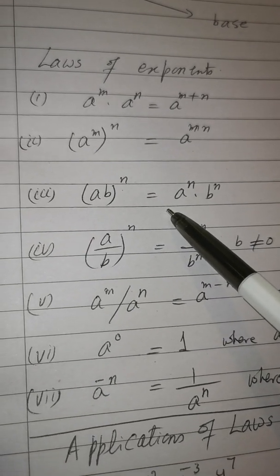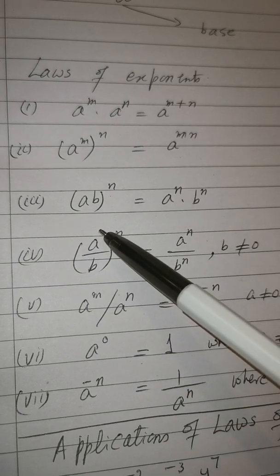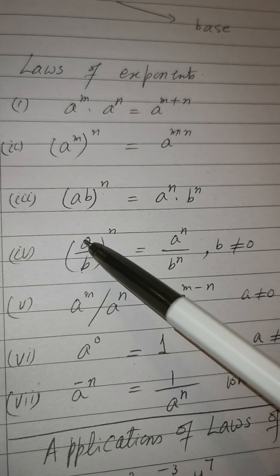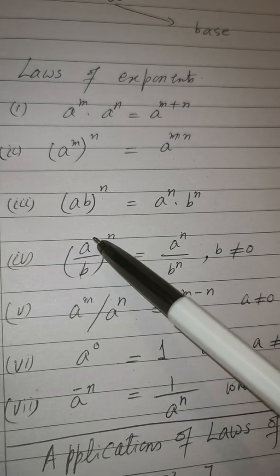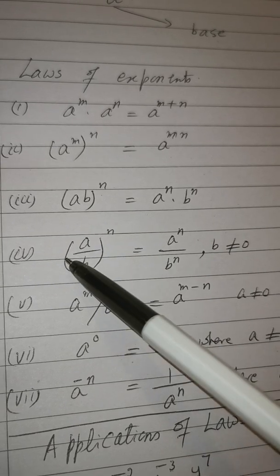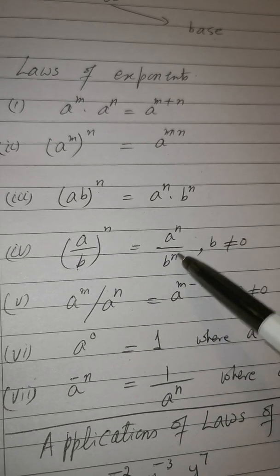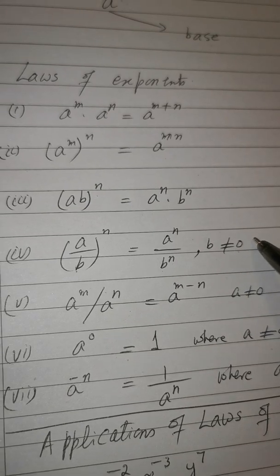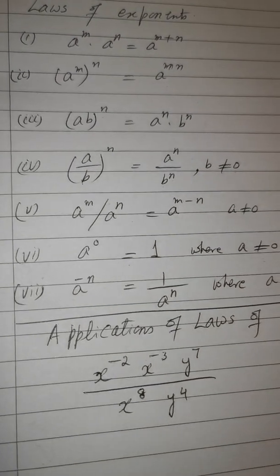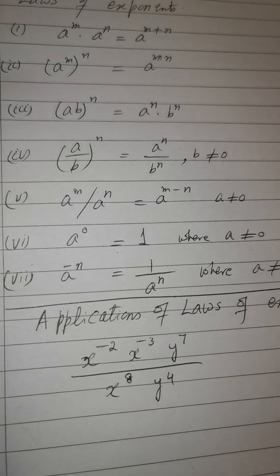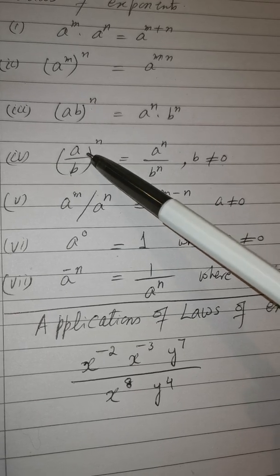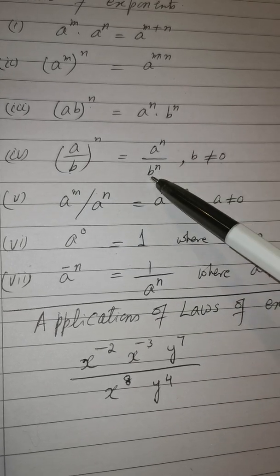Fourth property: if two numbers are divided by each other and their whole power is n, then we can take their powers separately and then divide them. This means a power n divided by b power n, right? And b should not be equal to 0. This is the condition, because if b is equal to 0, then it will become not defined or infinity, right? And when there is a whole power, we can separate their powers.